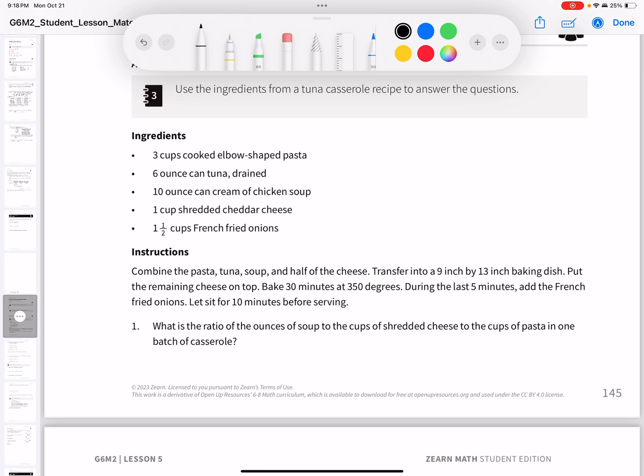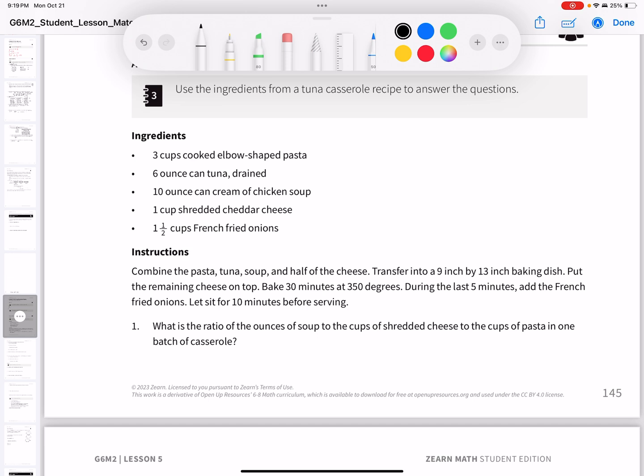Instructions. Combine the pasta, tuna, soup, and half of the cheese. Transfer into a 9-inch by 13-inch baking dish. Put the remaining cheese on top. Bake 30 minutes at 350 degrees. During the last 5 minutes, add the French fried onions. Let sit for 10 minutes before serving.